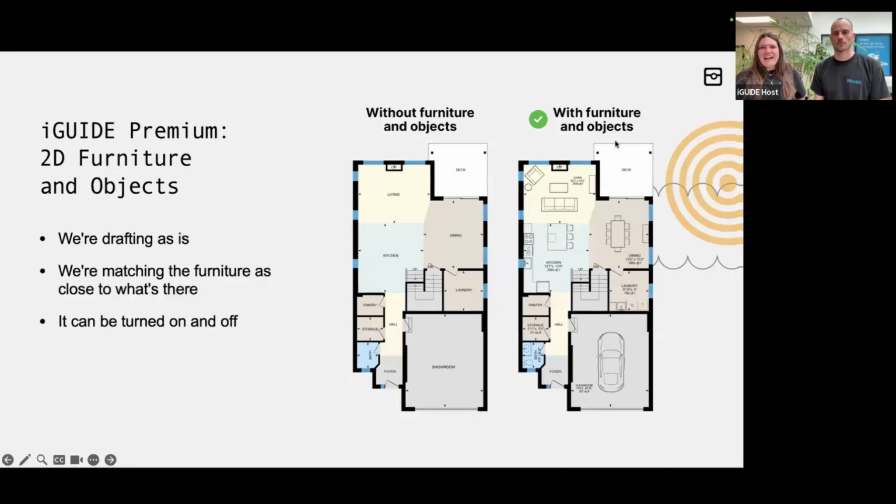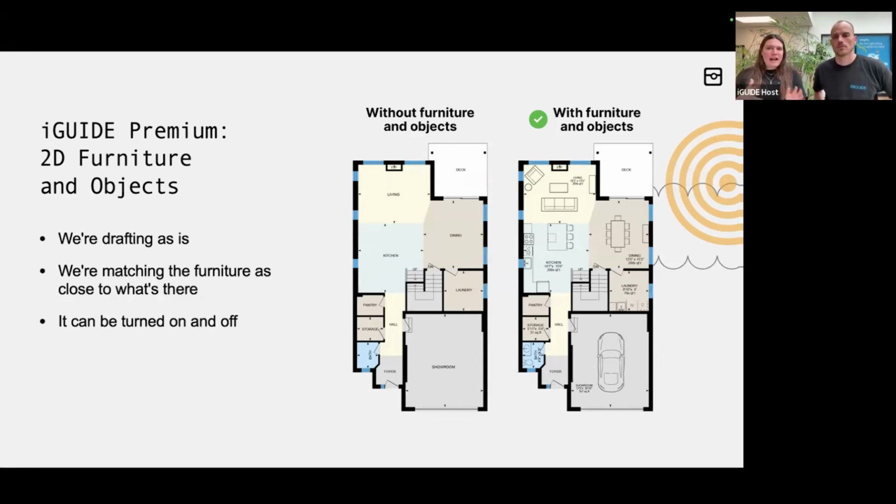To get started, the very first thing we're going to go through is probably the biggest change you've seen implemented at iGUIDE recently, and that is the iGUIDE Premium 2D Furniture and Objects. You can see on the screen an example of what an iGUIDE Premium looked like before this change took place this month, and what iGUIDE Premiums look like now going forward for all iGUIDEs that are drafted that are premium.